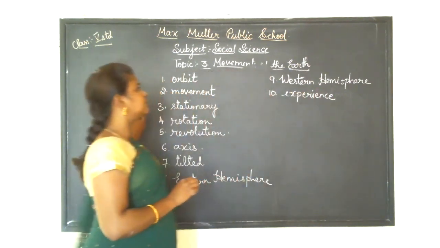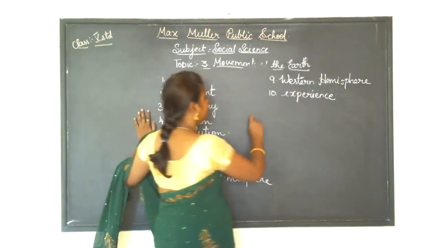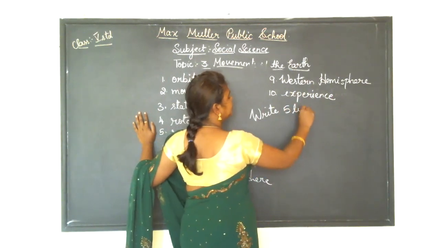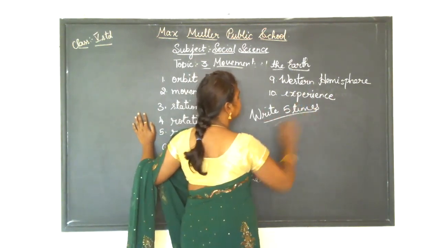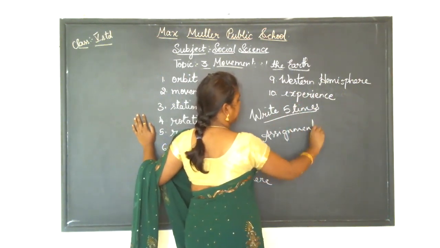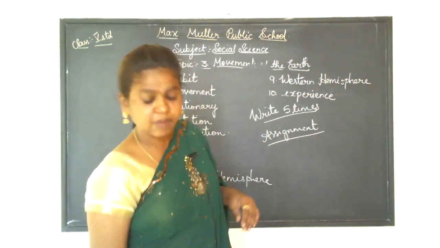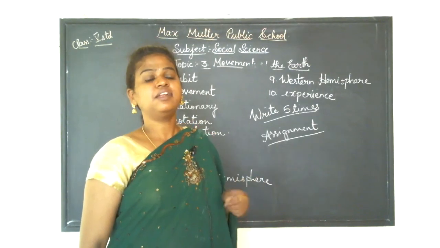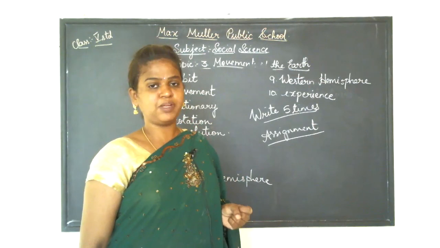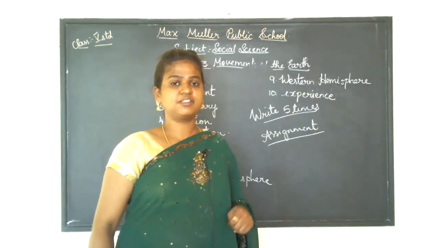So these are the 10 words which I am giving you the assignment. So all should write 5 times. Practice 5 times. So this will be your assignment. So for today, I'll be ending your class. In the next class, I'll be doing the next subtopic, that is the revolution, and how the seasons are caused. Thank you, children.